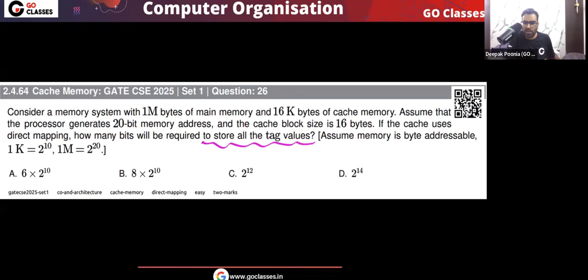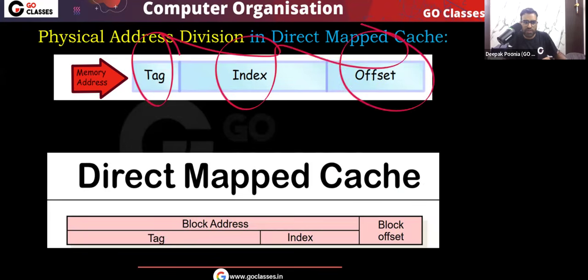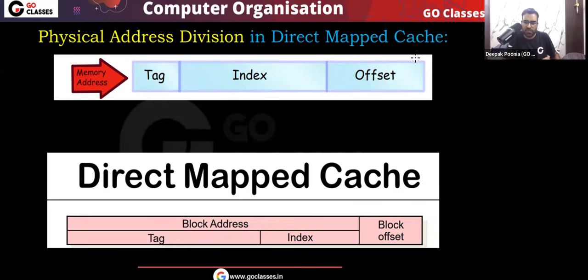Let me tell you, first of all, in a direct mapped cache, the main memory address you can divide into three parts that we already know. So you can see the physical address division in the direct mapped cache. This physical address, the main memory address, I can divide into three parts: tag, index, and offset. Offset means block offset. This you can find from the block size. Index means line index. This you can find from the number of lines.